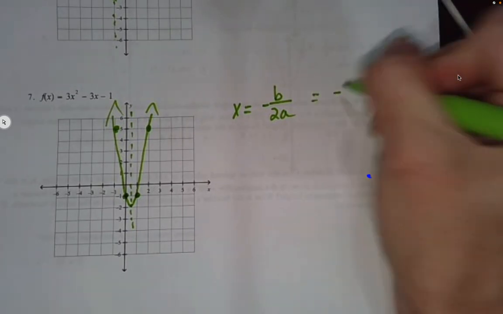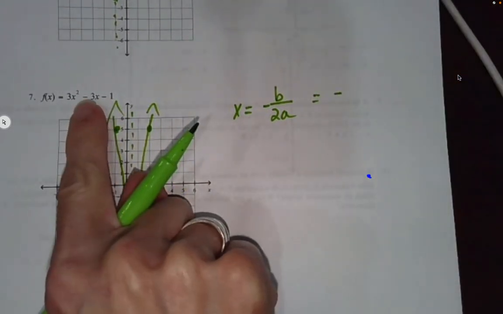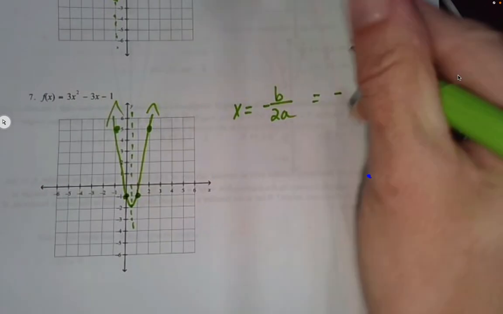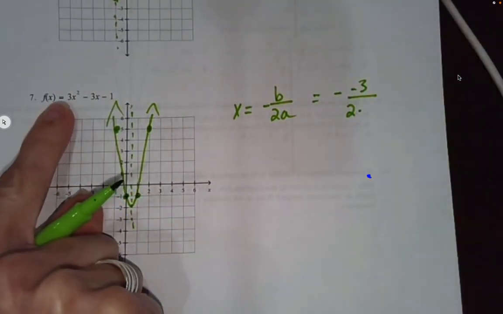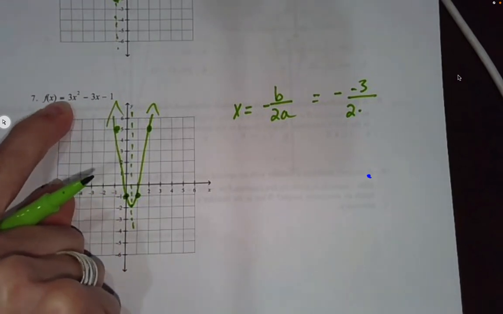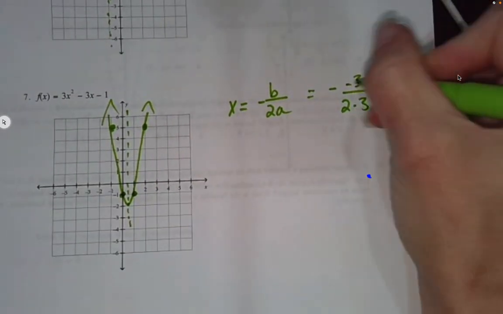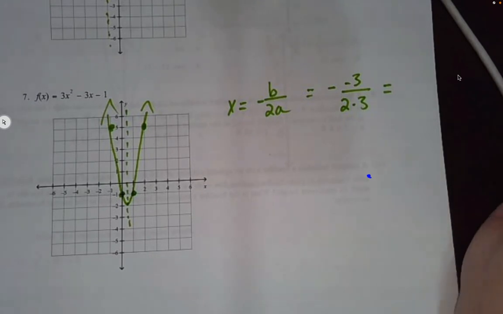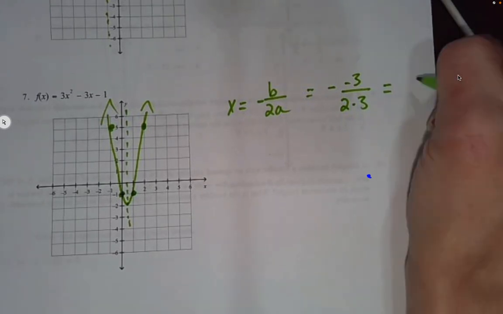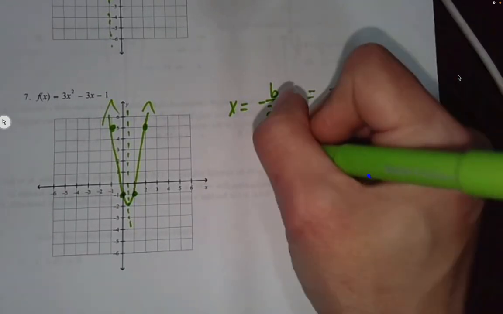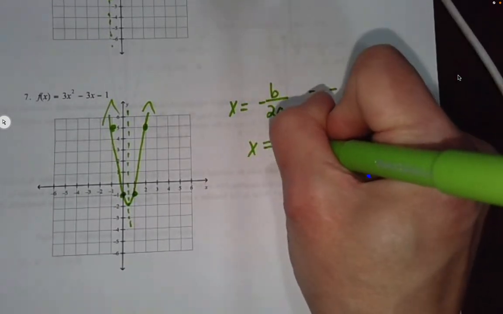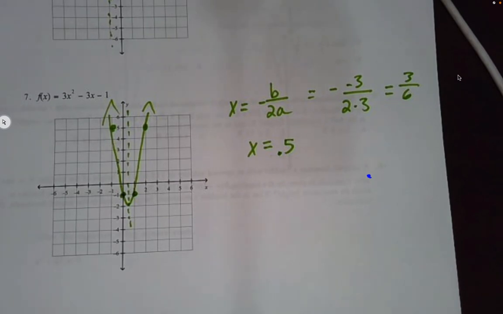But remember, the way to see is -b over 2a. So that's negative, and what's this b? What's right here? -3 over 2 times, what's a? 3. So what's -3? What's the opposite of -3? 3. Yeah, +3 over 6. And what is 3 over 6? Yeah, 1/2, or x is 0.5. Okay? Now, I'm trying to think of how I told y'all to find the other part.